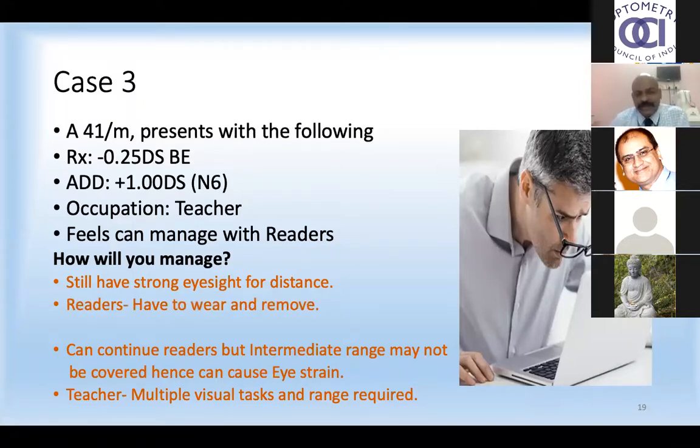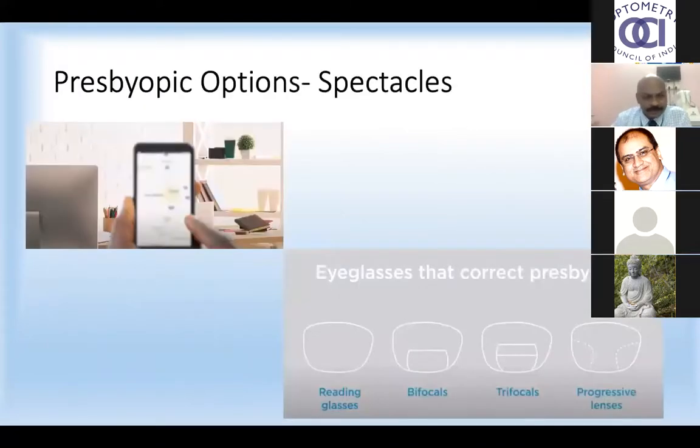So with readers, he has to wear them and remove them. As you can see in the picture, he might have to go front, go back. He has to adjust his posture. He might have to take multiple pairs of lenses. Cosmetically, it may not look good, right? So all these could be a problem for this particular patient, as rightly pointed out by many of the people in the chat, that progressive addition lenses could have been the best choice for this particular patient.